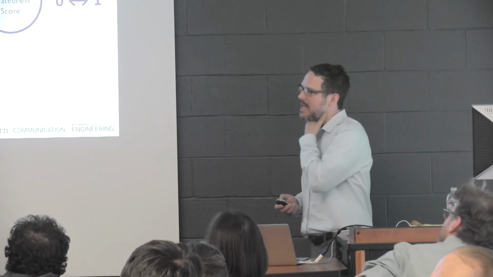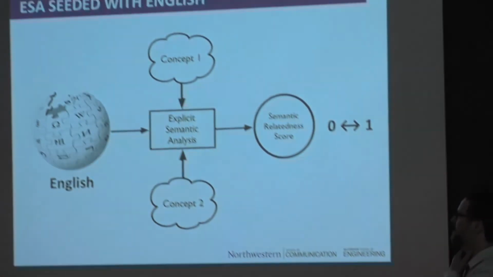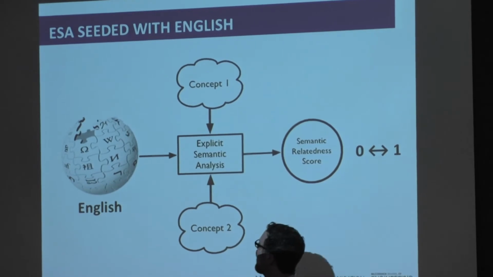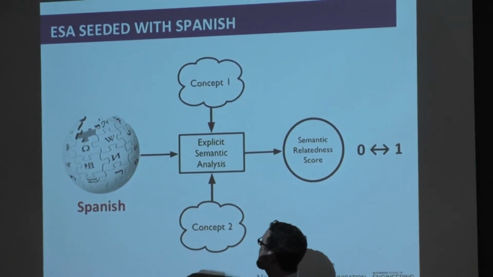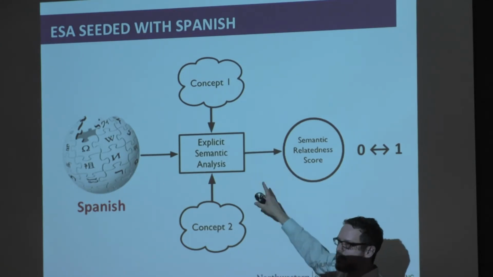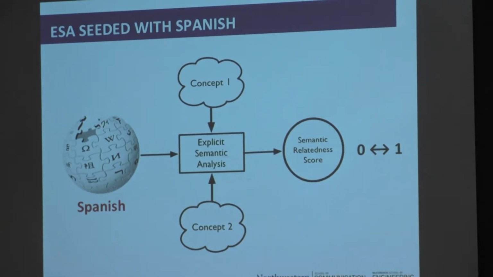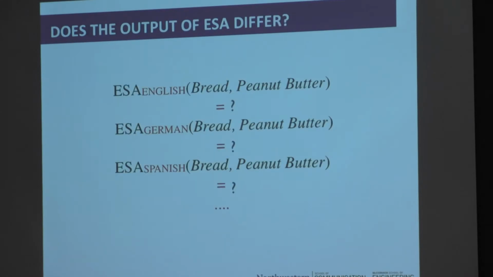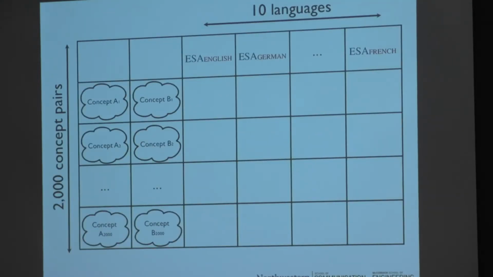So what we want to do then is we're going to take this ESA implementation, we're going to seed it with English, we're going to seed it with German, and we're going to seed it with Spanish, and we're going to compare the correlation we get across concepts. And we're going to look at a bunch of different concepts to see if we're getting different results. So another way to think about this is, would the scores be the same for bread and peanut butter if we looked at it in English versus German versus Spanish, and so on? And we do this across 2,000 concept pairs.